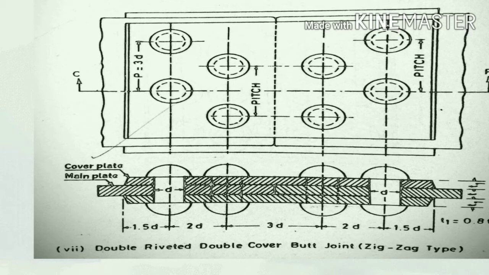And P is a pitch. Pitch is the distance between two riveting center. P is equal to 3d.